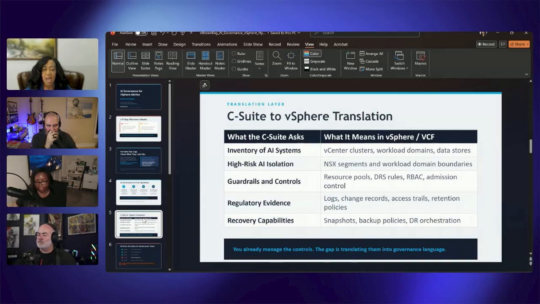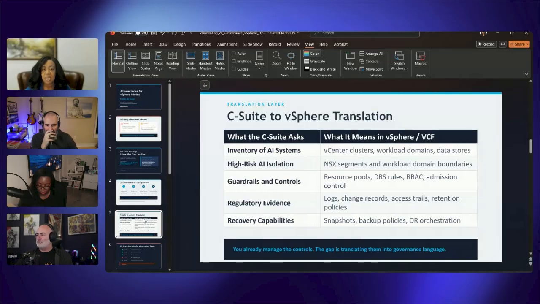If we talk about high-risk AI isolation, so if you have an issue with your AI, how do you isolate that? How do you segment that off of the network to keep that blast radius as small as possible? So there you're looking at NSX segments, you're looking at workload domains and boundaries. So how do you just get that off the system until you can fix it? And then of course, guardrails and controls are a very big part of governance in general. And with AI, they become even more important because you have to be able to monitor that AI. And if that AI decides, hey, I'm going to make some decisions because I'm fatigued, what are those guardrails and controls you have in place?